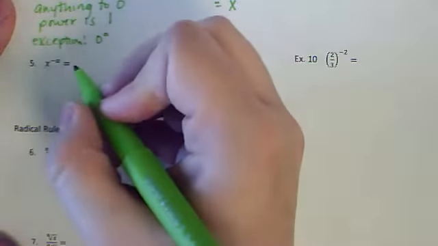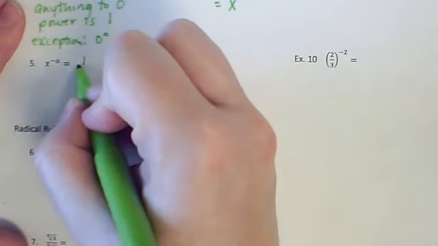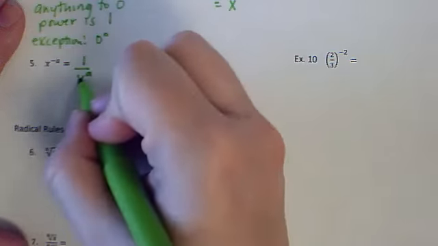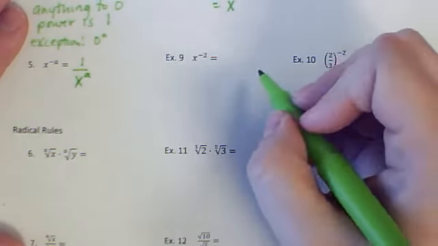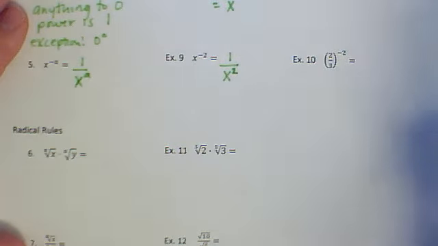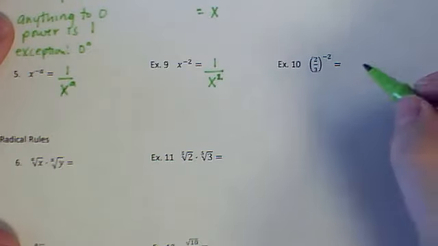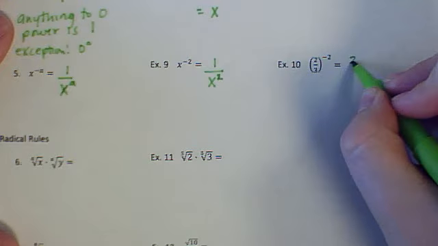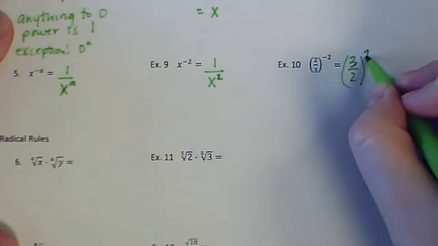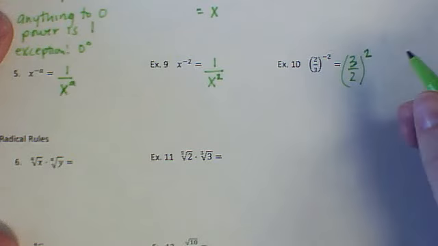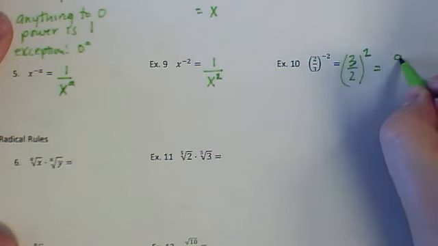Alright, x to the negative a becomes the reciprocal of that, and your exponent is now positive. So in this case, I would have the reciprocal of x, which is 1 over x, and then make the exponent positive, squared. Okay, in this case, the reciprocal of 2/3 is 3 halves, and now it's a positive exponent. So if I square both the 3, I get 9, square the 2, I get 4, so that would be 9/4.